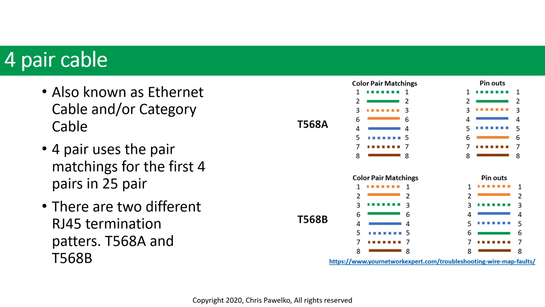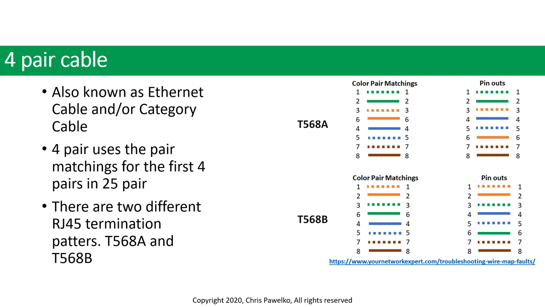Now we're going to shift gears a little bit and we're going to talk about four pair cable. So four pair cable is also known as Ethernet cable, or if you're here in North America, as category cable. So four pair uses the matchings for the first four pairs in 25 pair. So what that means is that it will use the white, blue, blue pair, white, green, green, white, orange, orange, white, brown, brown. So it uses the first four pairs of the 25 pair wiring coding scheme.